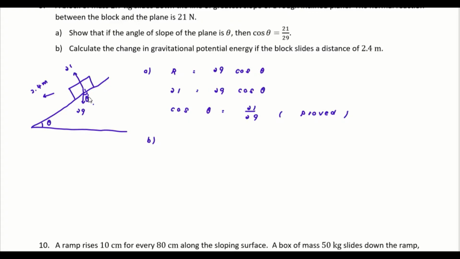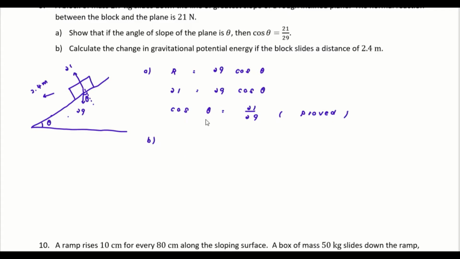So if, let's say, 2.4 is at this place, we need to get the height here. It's not the slanted distance. So we need to find out the vertical height so that we can find the GPE. Now let's try to draw it.